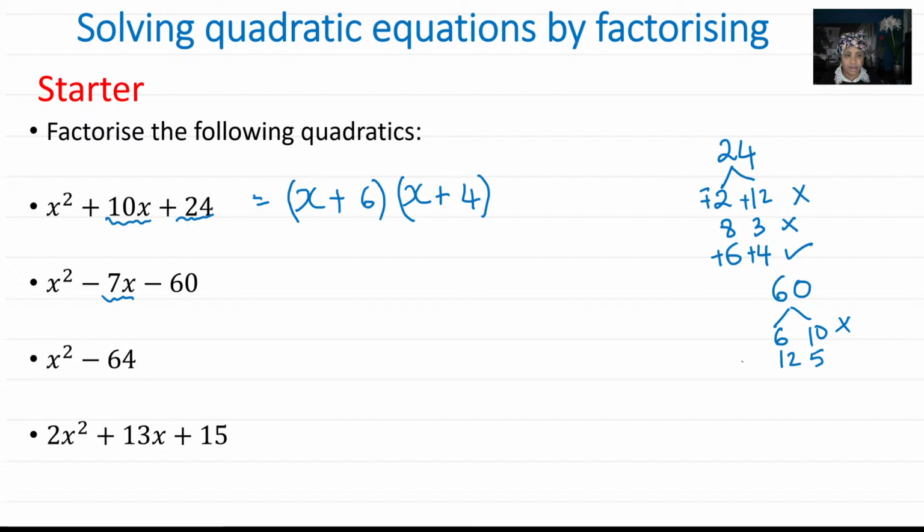So that doesn't work. It means I need to put this bigger one, it needs to be the negative 1, and the smaller one needs to be the positive 1 in order to get the negative 7. So it's negative 12 plus 5.